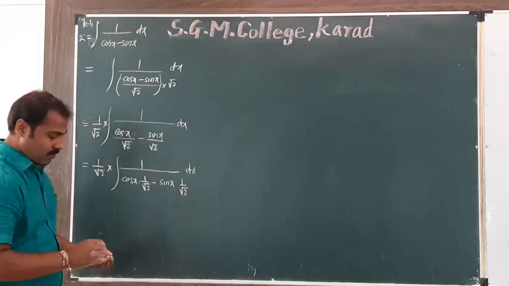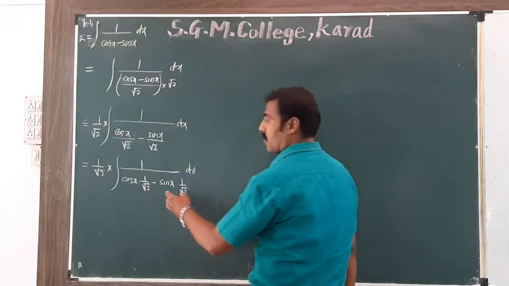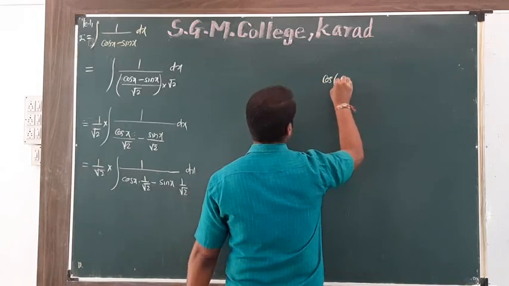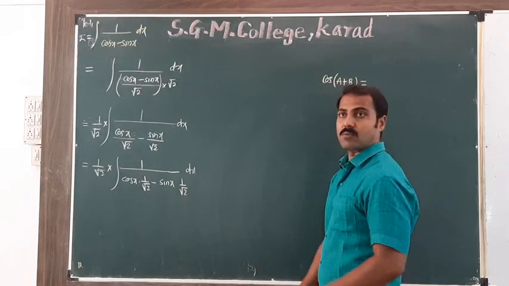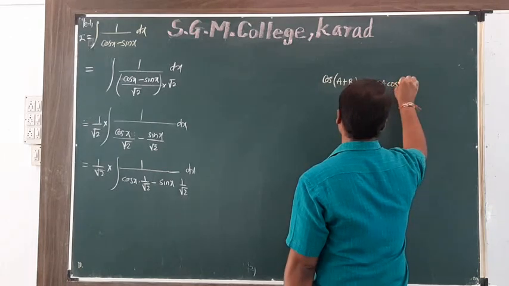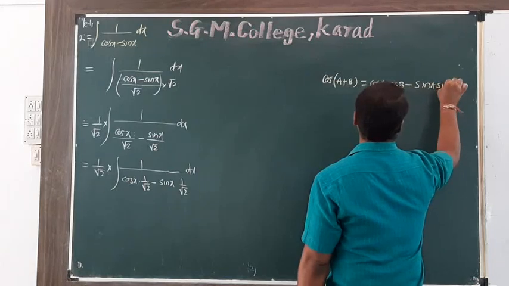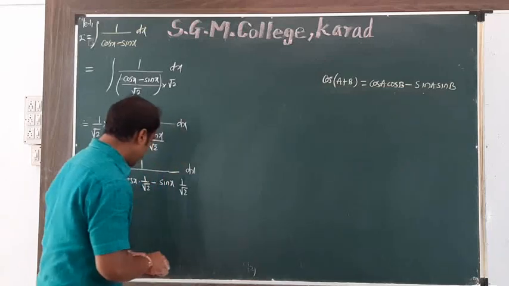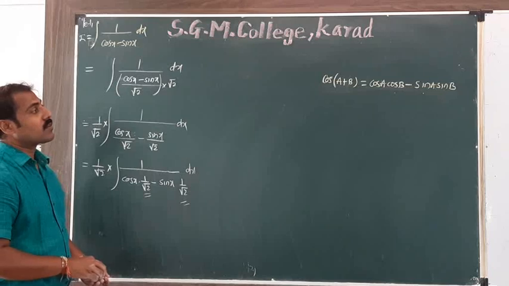Now check which form the terms are of. We know the addition and subtraction formula: cos of a plus b is equal to cos a cos b minus sin a sin b. But here there are two terms of cos and two terms of sin. So we know that yes, 1 upon root 2 can be written in the form of cos and sin.